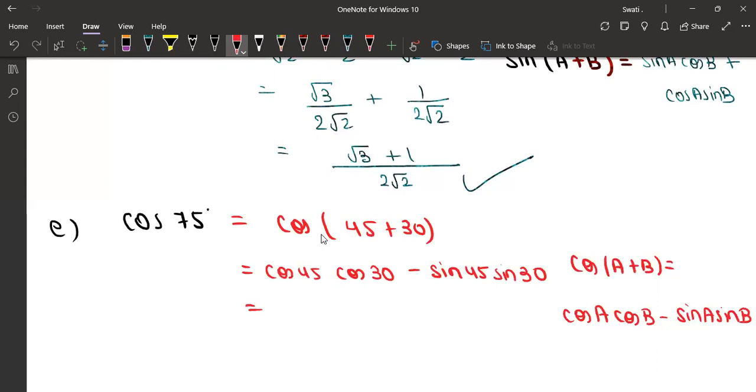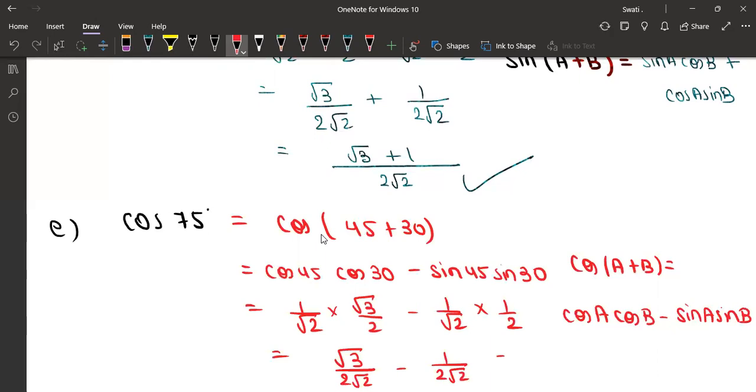Now, the value of cos 45 is 1 upon root 2. The value of cos 30 is root 3 by 2, right? Minus sin 45, 1 upon root 2, and the value of sin 30 is 1 upon 2. Now, this will become root 3, and then this is 2 into root 2, that is 2 root 2, minus 1 into 1 is 1, 2 into root 2 is 2 root 2. If I take LCM here, it is 2 root 2 in the denominator, and in the numerator, root 3 minus 1, and that is the answer.